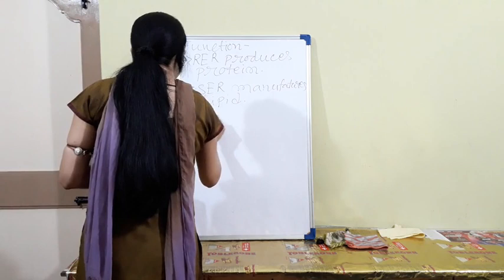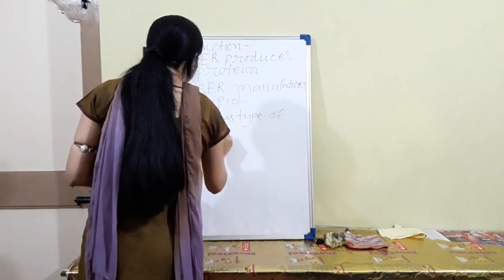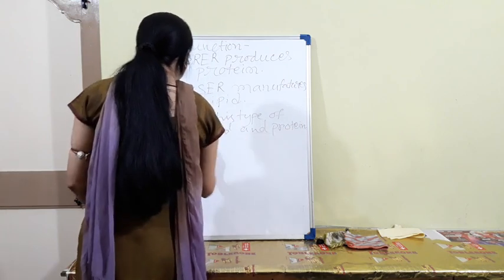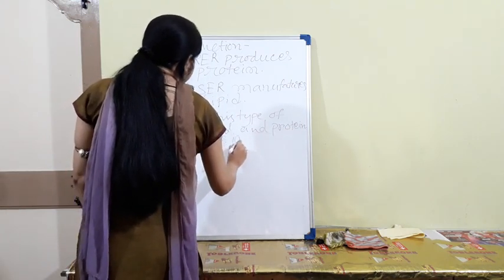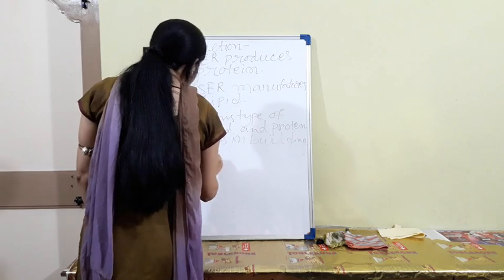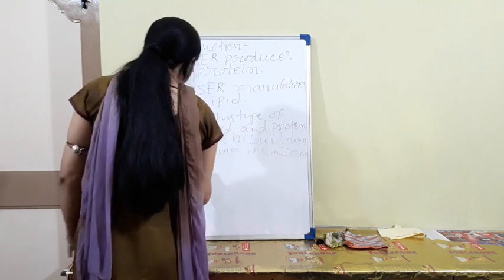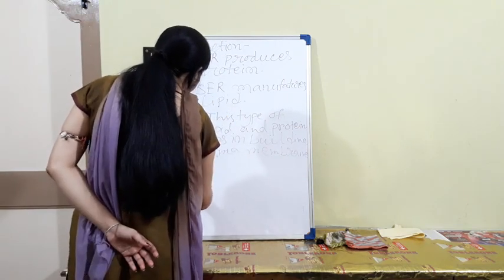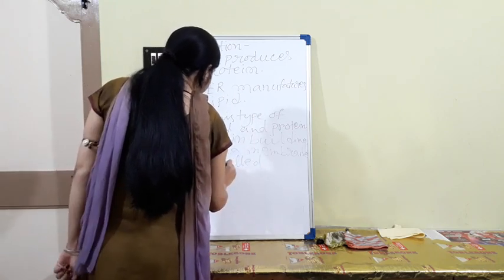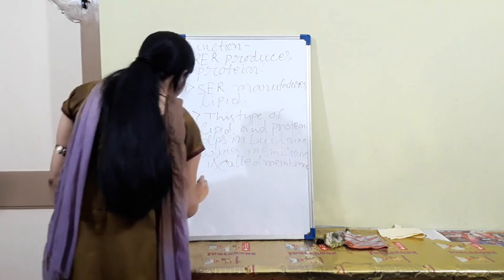This type of lipid and protein helps in building the plasma membrane. So it's called membrane biogenesis.